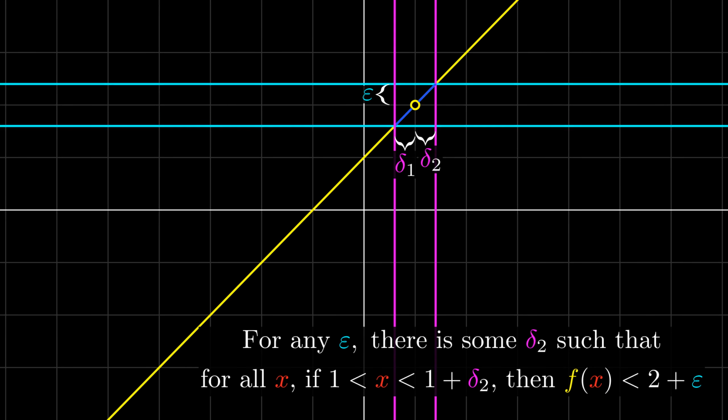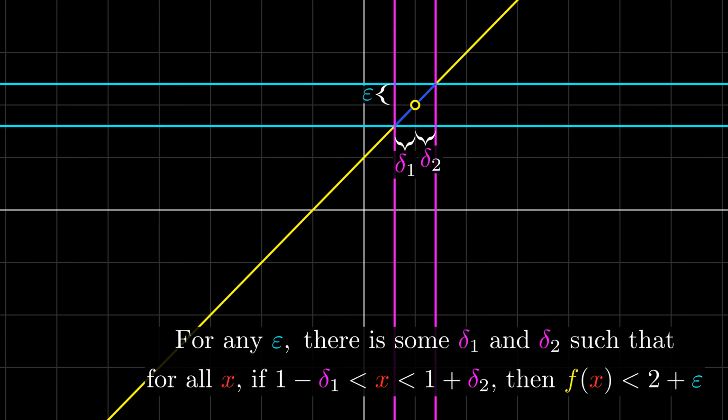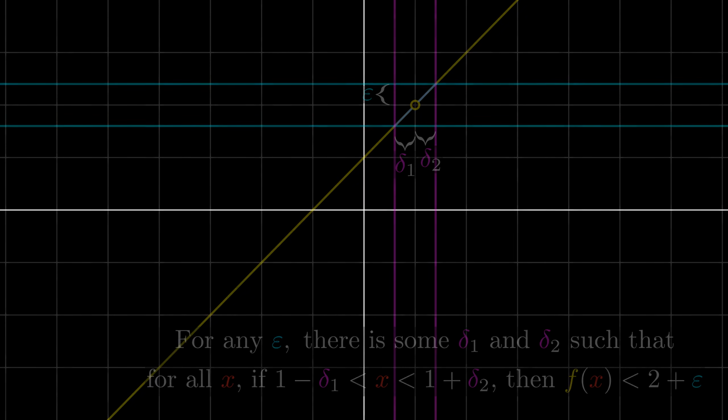Then we can change the definition to say that x must be greater than 1 minus delta 1 rather than just greater than 1. Wait, do we really need two different deltas? They look like they are the same. While they are the same in this case, in general, they are not the same.